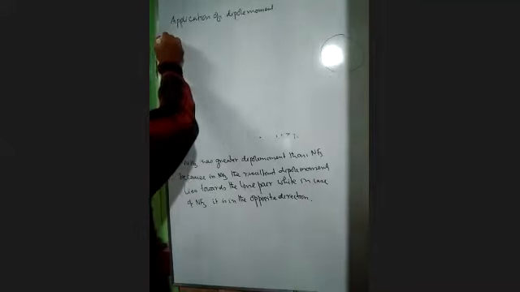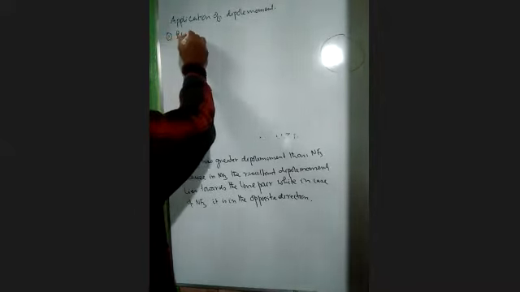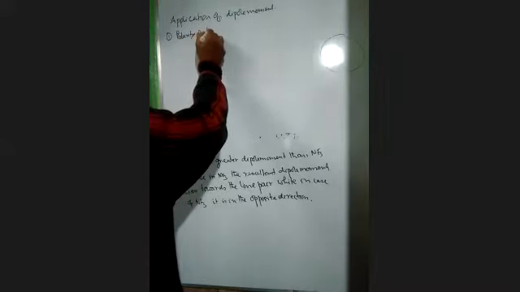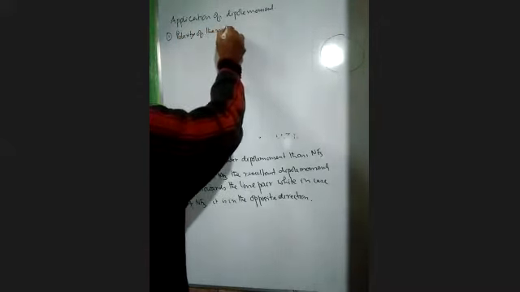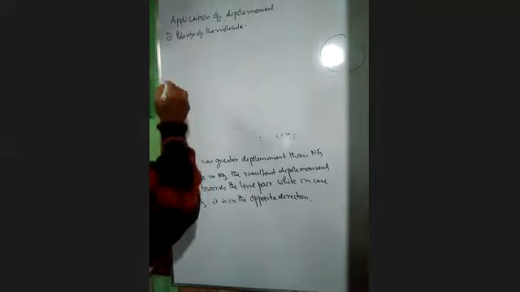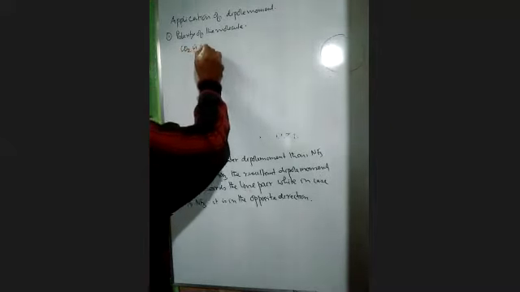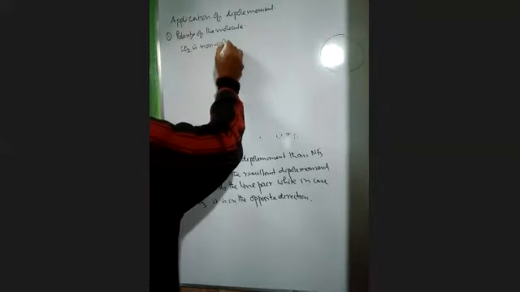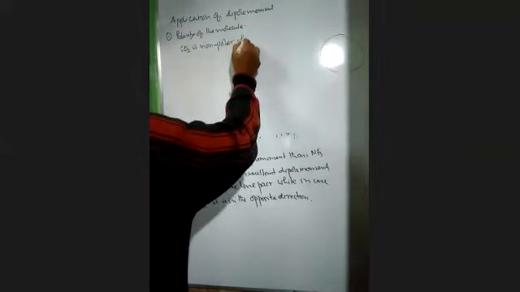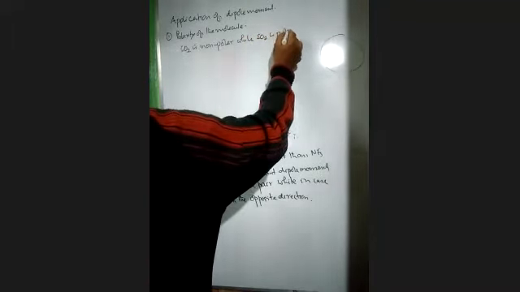So first of all, we can explain the polarity of the molecule. How can you explain? We know that carbon dioxide is non-polar. We can explain why sulfur dioxide is polar. We can explain it by this.